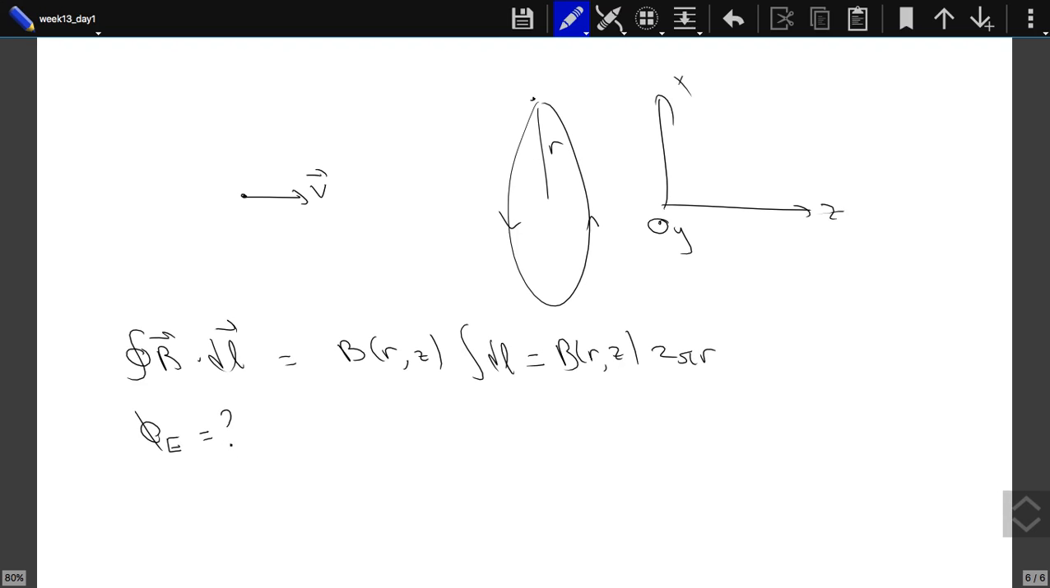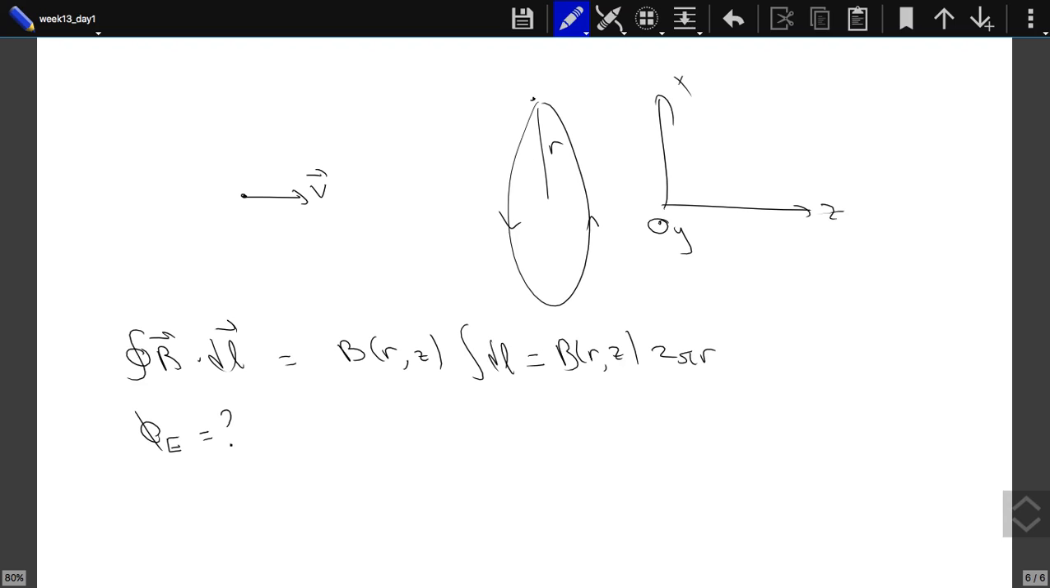What is the flux going through that surface? Electric flux. First of all, which surface do you think we should take? I mean, we should choose a surface whose boundary is this loop, whose edge is given by this loop. So which surface do you think we can? Cylinder. It will complicate our calculations.